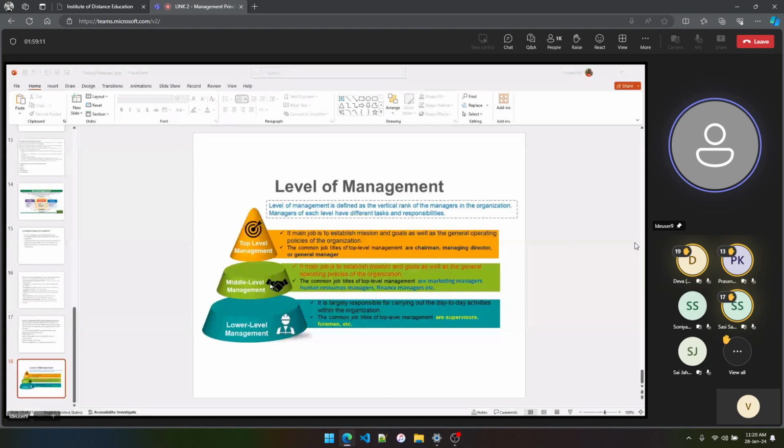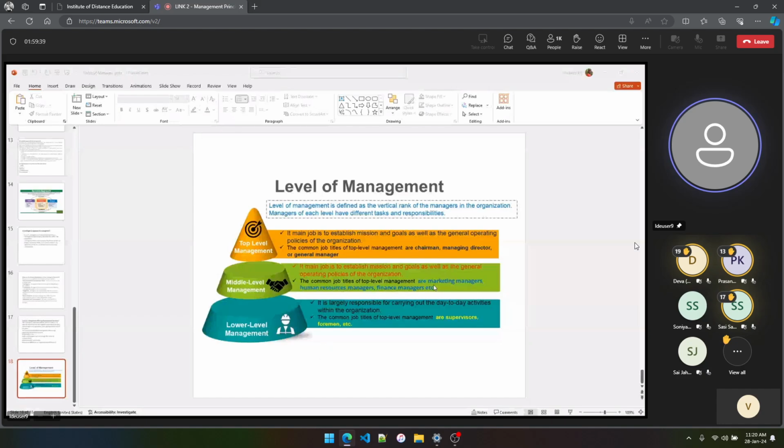Next is the middle level. Its main job is to establish and implement the general operating procedures of the organization. See, these people would not only establish, they will implement. The common job titles for middle level management are marketing managers, human resource managers, finance managers, etc. These are all the managerial levels, where people are involved in day-to-day operations of the organization.